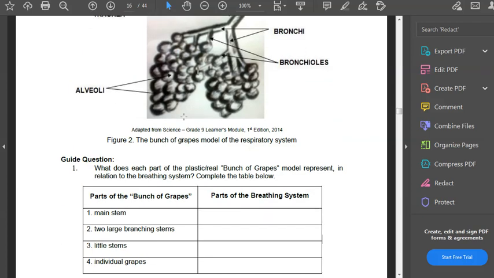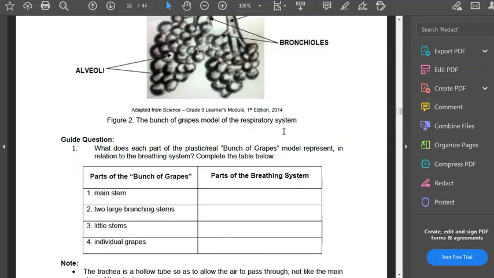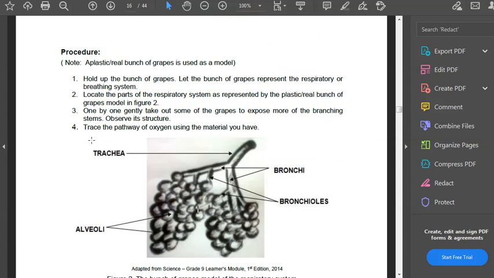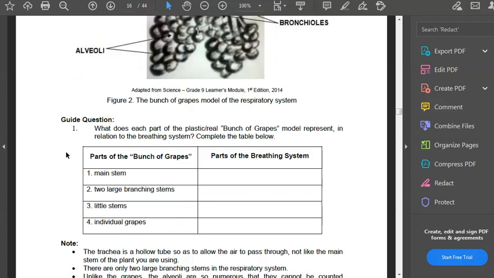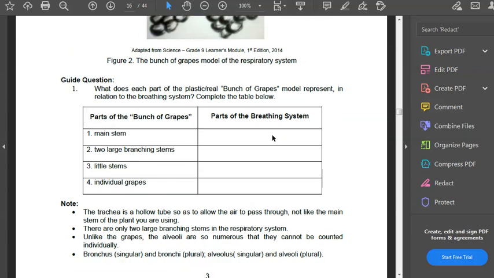Okay, let's continue. Now here, in answering this activity number 2, what a bunch of grapes, you have to copy this. So, i-copy nato. Muna siya, guide question number 1. Then, you put this table. So, ang pangutana, what does each part of the plastic or real bunch of grapes model represent in relation to the breathing system? Complete the table below.